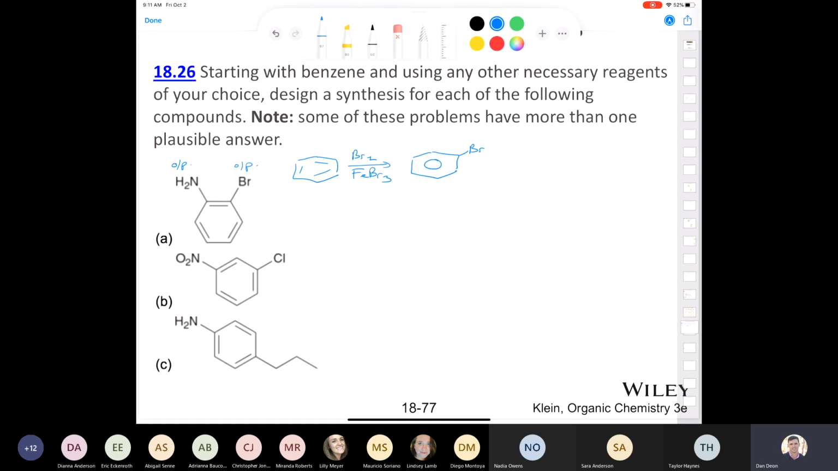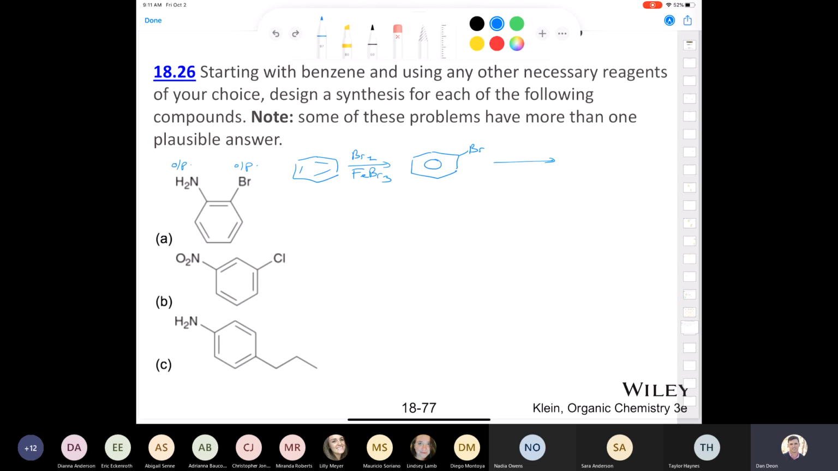If we just tried to nitrate that, if we just treated this with nitric acid and sulfuric acid, would we get the nitro exclusively in this position? The answer is no. We're going to get some para product too. And so is there an end run that we can do around that? And the answer is yes.